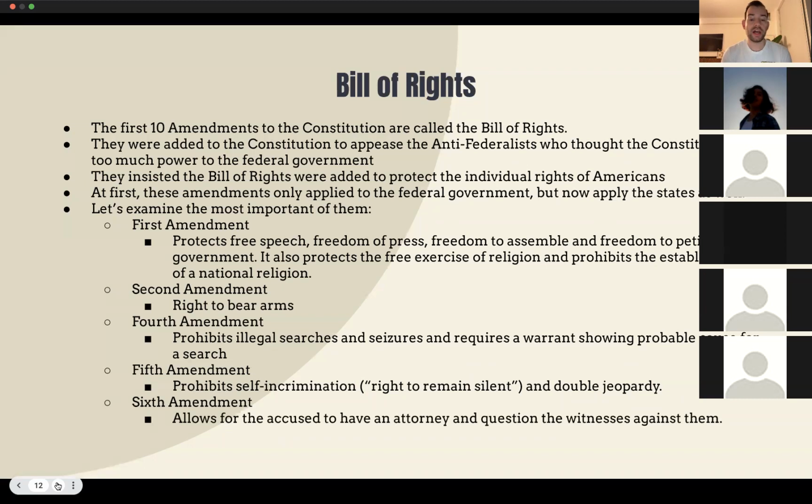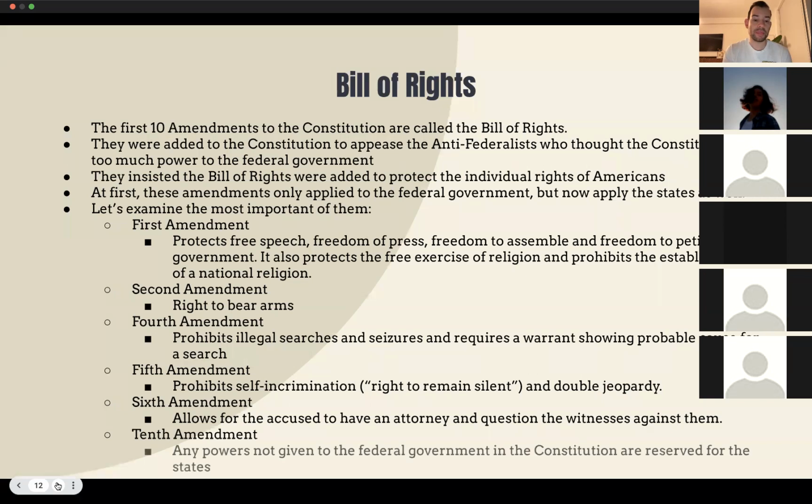Sixth Amendment, it allows for the accused to have an attorney, very, very important, right? And to question witnesses against them, the right to confront witnesses against them. And then finally, 10th Amendment, any powers that were not given to the federal government in the Constitution are meant to be reserved for the states. This goes back to federalism.